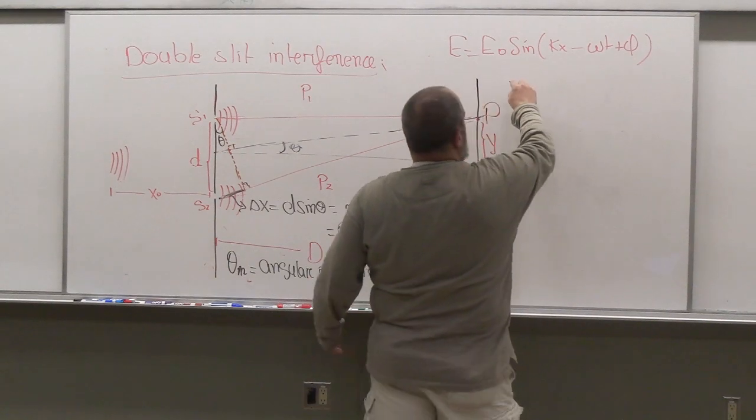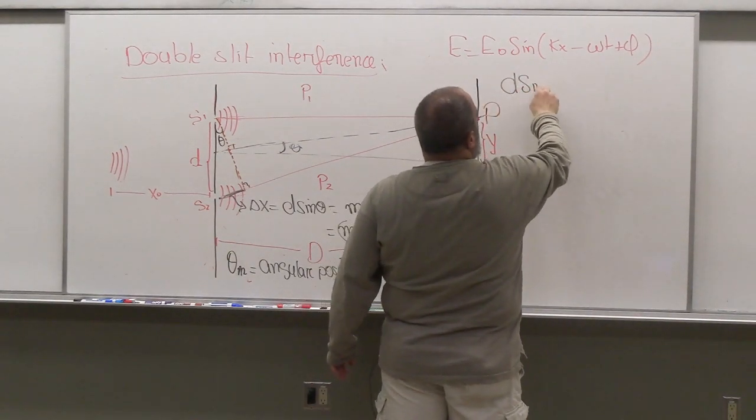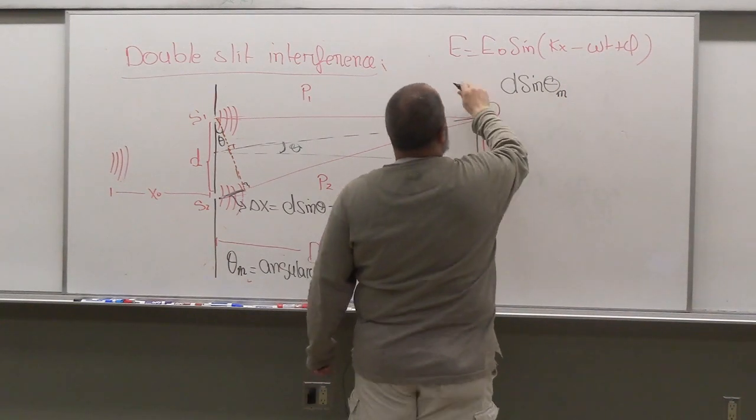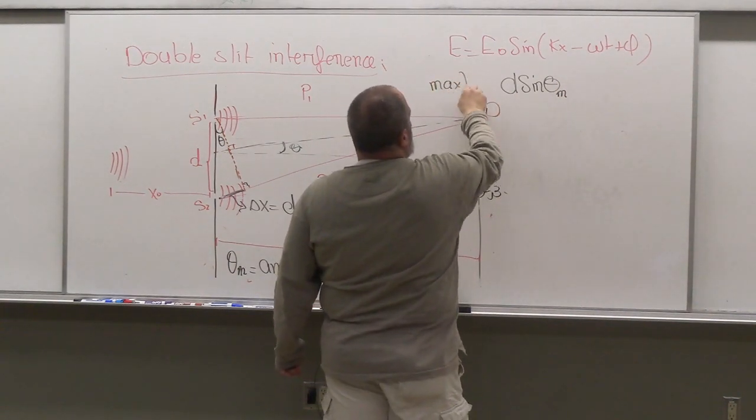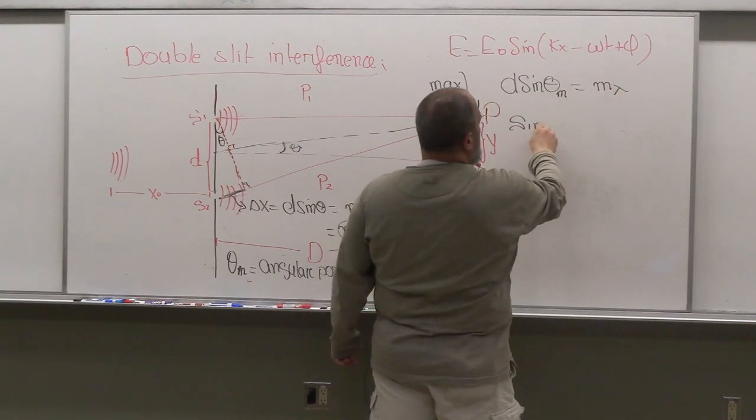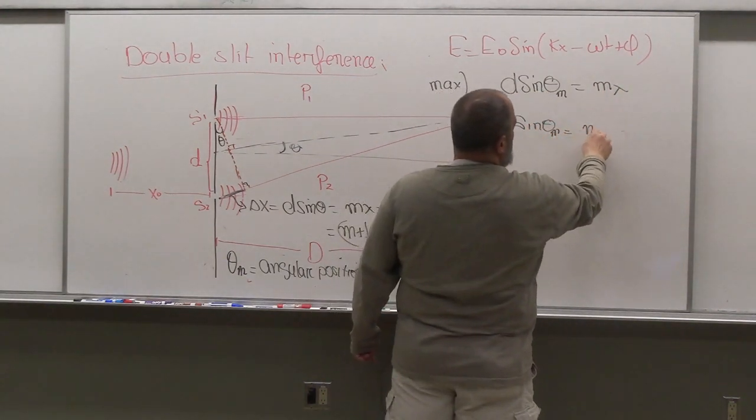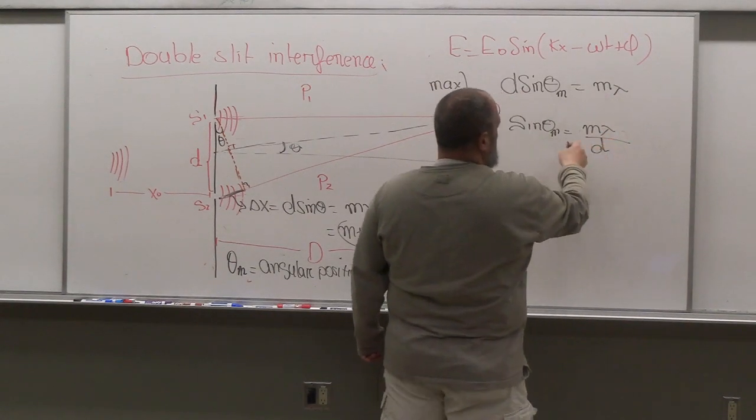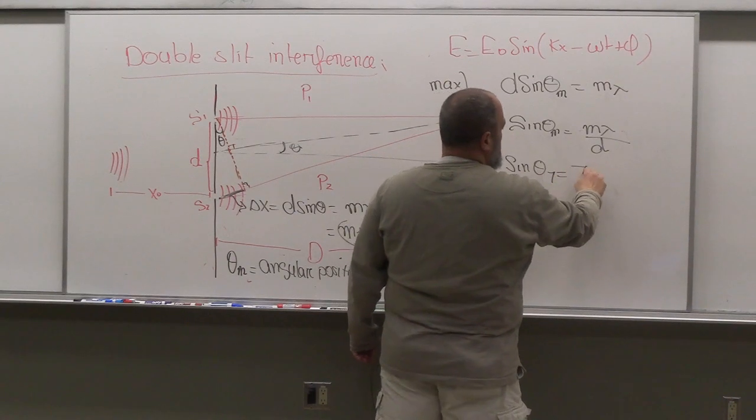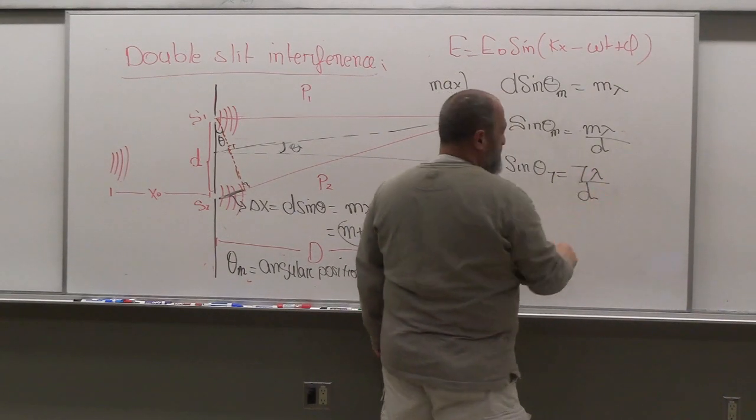What am I going to do? Say d sine theta sub m, which corresponds to the mth maximum or minimum. If I'm looking for maxima, this is equal to m lambda, and therefore sine theta sub m is equal to m lambda over d. So, let's say, sine theta 7 is equal to 7 lambda over d. And now we can put numbers on this.